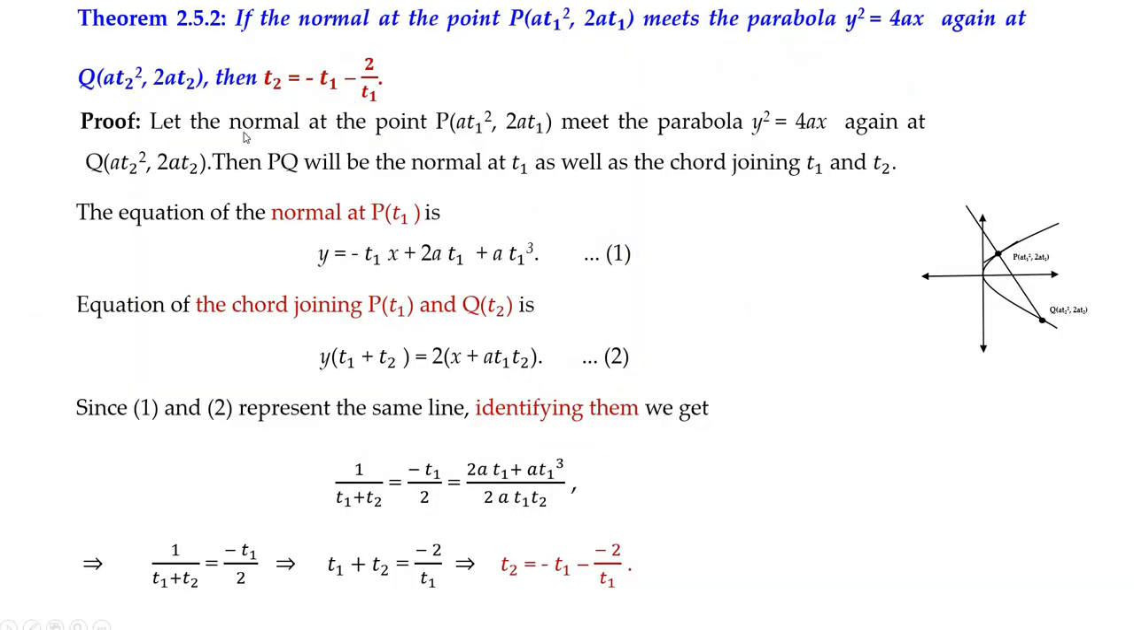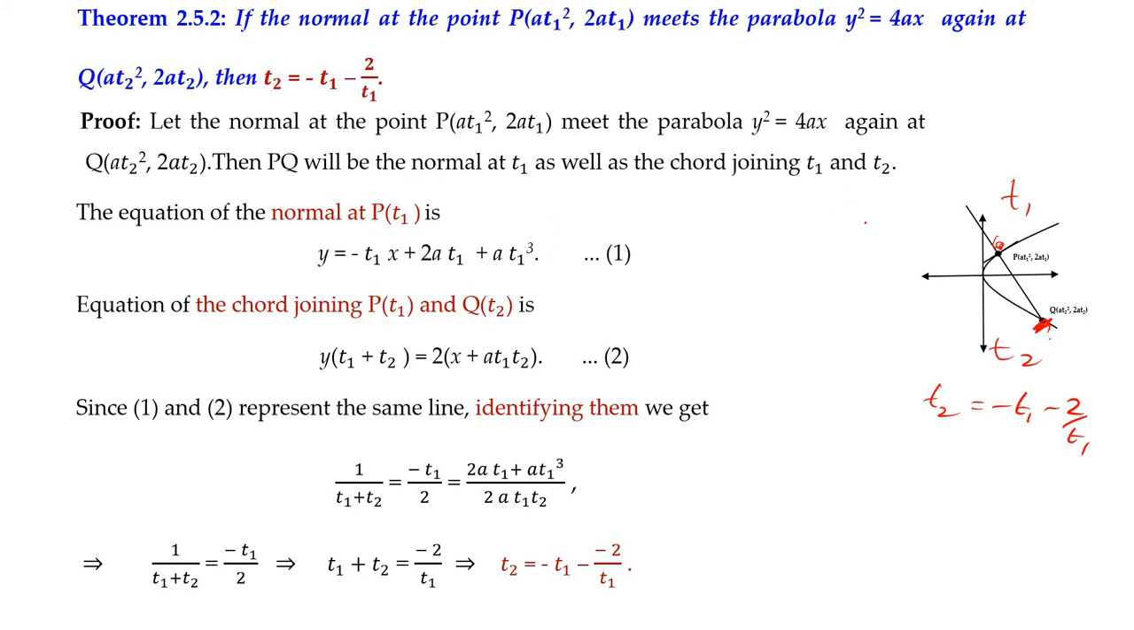Now this theorem and the following one will be used repeatedly. What is the statement? If the normal at the point t1 meets the parabola again at the point t2, the relation between t1 and t2 is: this point is taken as t1, this point is taken as t2. So if the normal at t1 meets the curve again at t2, then t2 is given by minus t1 minus 2 by t1. That is what we are trying to prove.